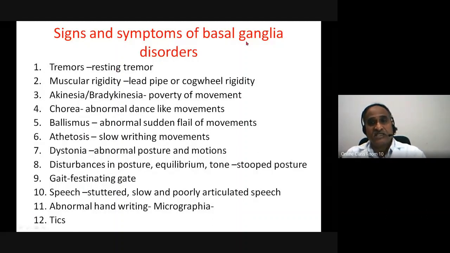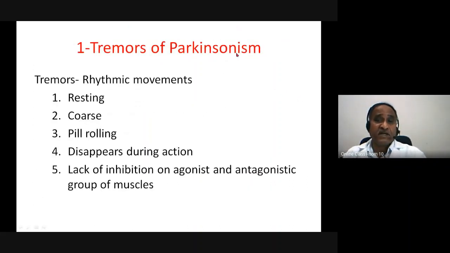These are the signs and symptoms of basal ganglia disorders. Now, examine these signs and symptoms one by one. First, the tremors of Parkinsonism. These tremors are rhythmic movements. They appear at rest: when the person is resting, he always has this type of tremor.